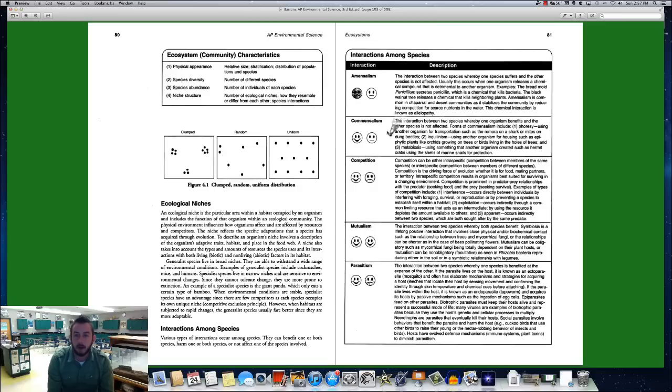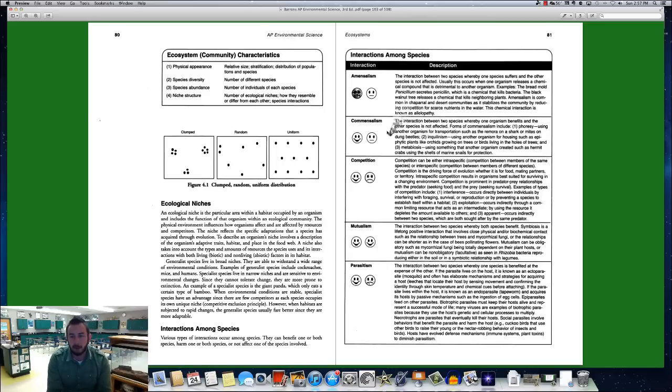Metabiosis is an example where an organism uses something that another organism actually created, like a hermit crab in the shell of a marine snail for protection. So all three of those, phoresy, inquilinism, and metabiosis, are forms of commensalism. There are some examples of each.